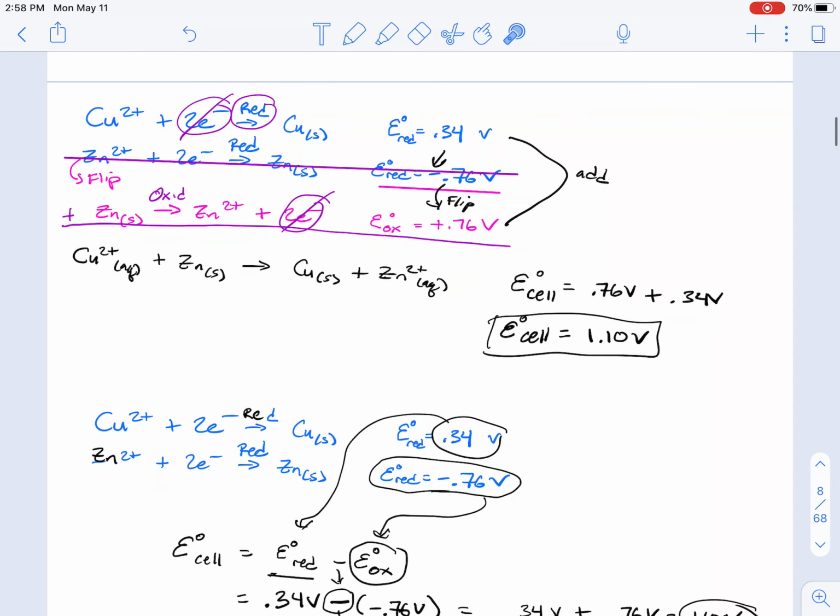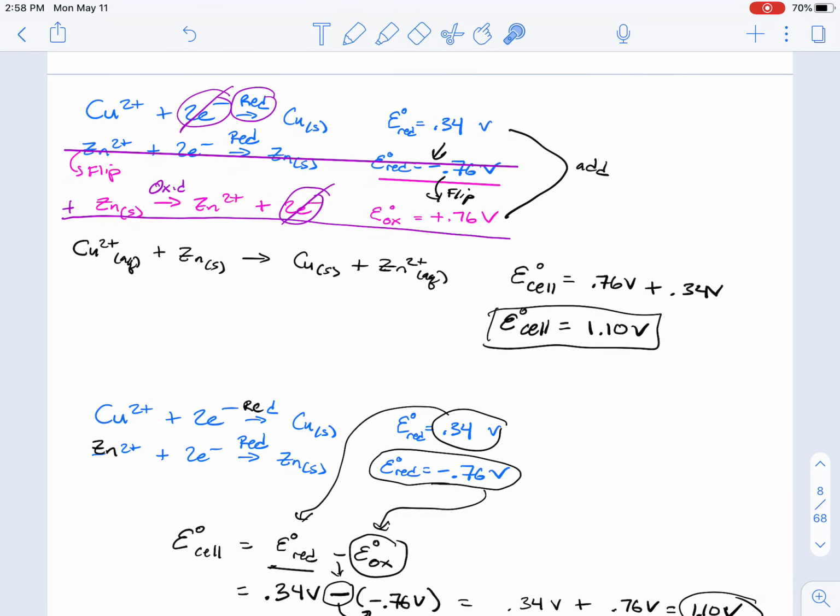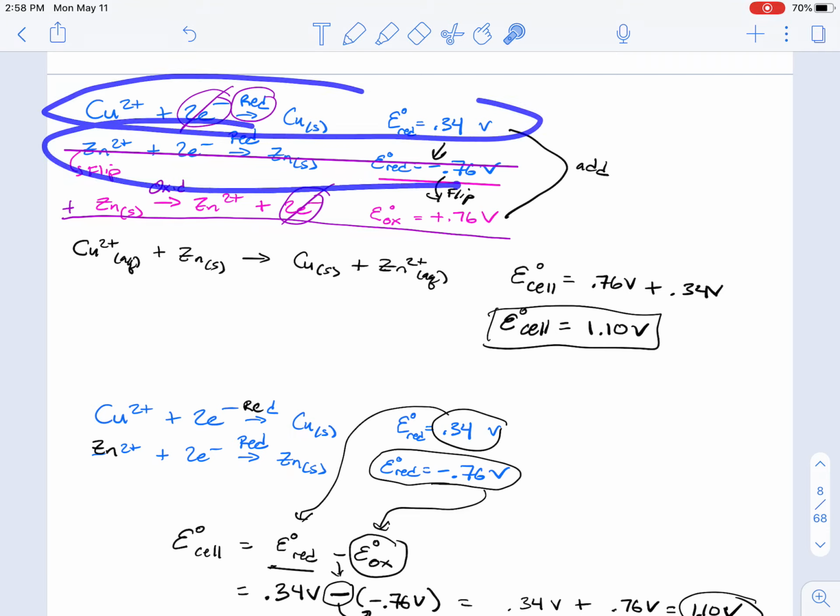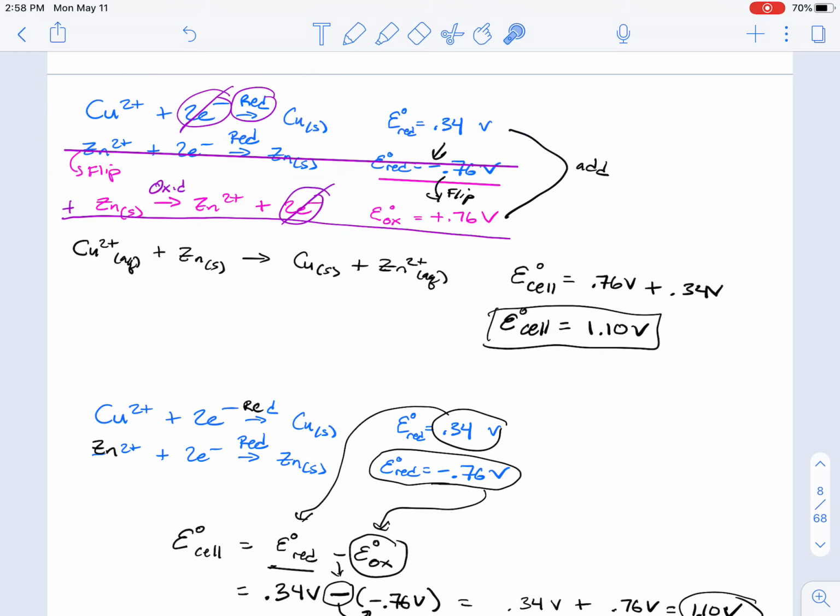Or you can manually do it yourself, where you write out your reduction half reactions, and then whichever one is oxidation, you're going to flip the equation and flip the number, and then you're just going to add them together to get your standard cell potential.